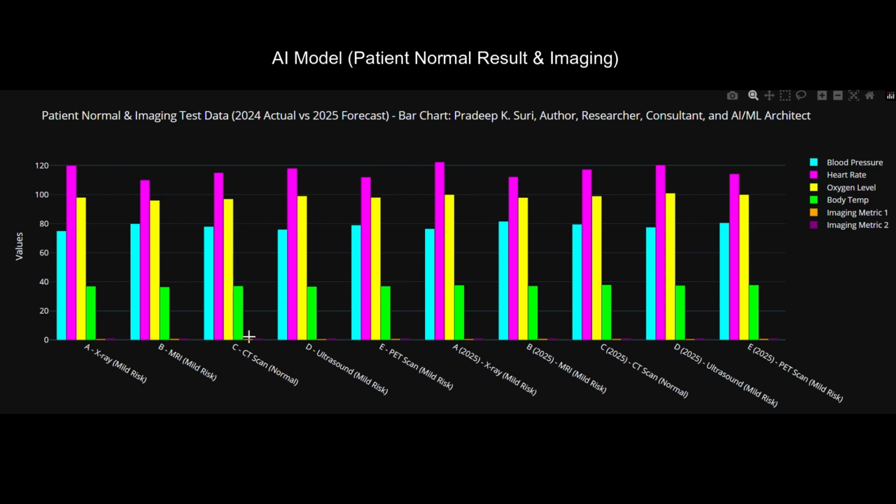2. Enhance the diagnostic function for real-world application. The current function classifies patients as normal, mild risk, or high risk based on test thresholds. Modify this function using actual clinical guidelines from medical research, example thresholds for hypertension, hypoxia, and abnormal imaging results.